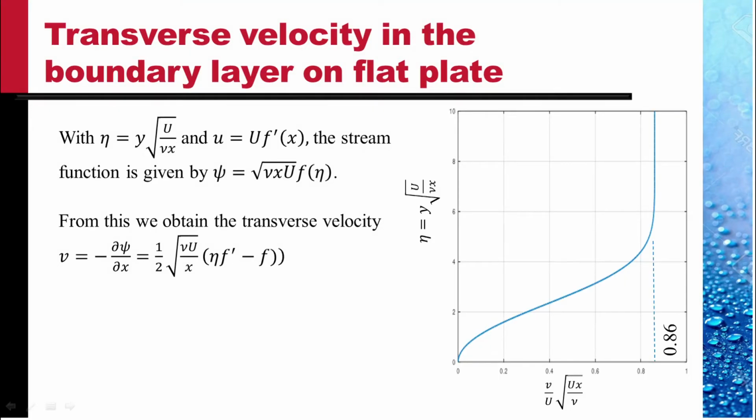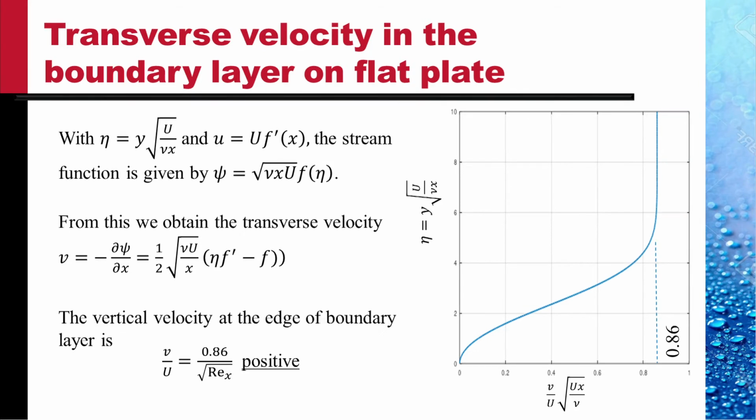If we plot this, this is the transverse velocity we get as a function of eta. It reaches a maximum value of 0.86 in terms of the non-dimensionalized variable, so that we can write V divided by capital U as 0.86 divided by under root Reynolds number. Notice that this is positive. So, the transverse velocity is upwards in the boundary layer above the plate. You also notice the transverse velocity is like 1 over under root Reynolds number. That is, it is very small compared to u.